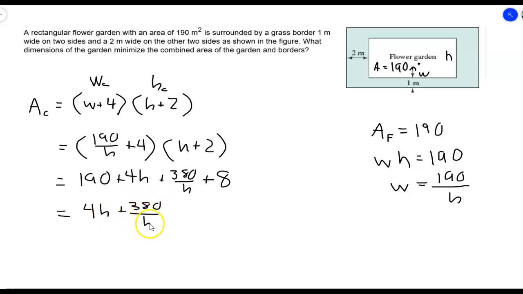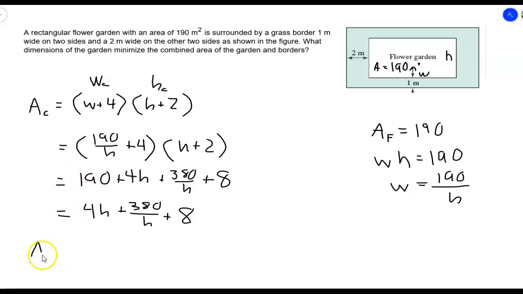over h plus 8. Alright, so this is our objective function cleaned up, and this is what we want to minimize. So remember that the local mins and the local maxes exist at the critical values of our function, and we find the critical values by taking the derivative of the function and then setting it equal to 0, right? Or where the function is undefined. But the only place that this function here, well, let's find where the derivative will be undefined at.